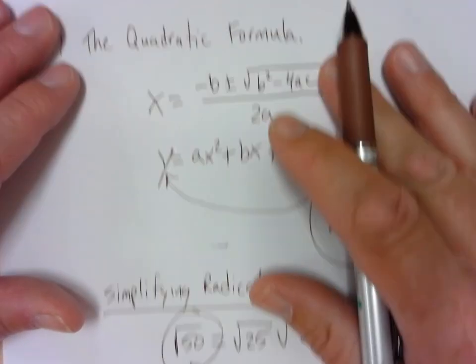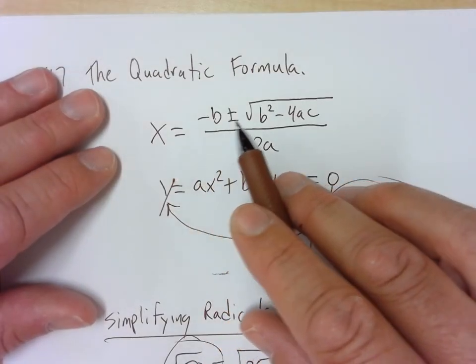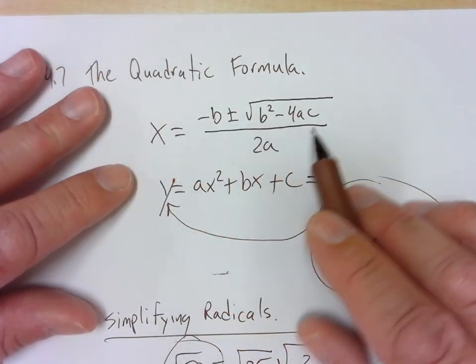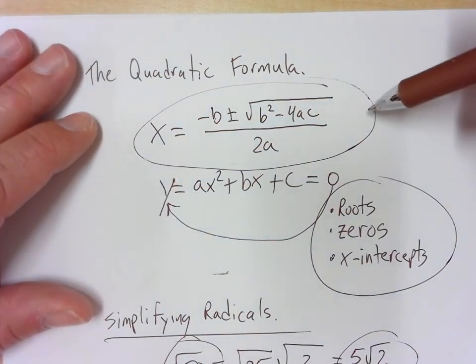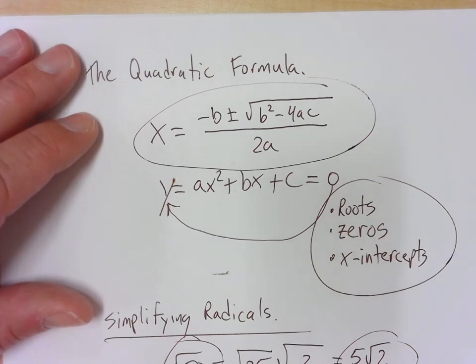So here's the quadratic formula. Negative b plus or minus square root of b squared minus 4ac all over 2a. This formula is not a mystery. It comes from completing the square, and I have a whole video just showing you where the quadratic formula comes from.